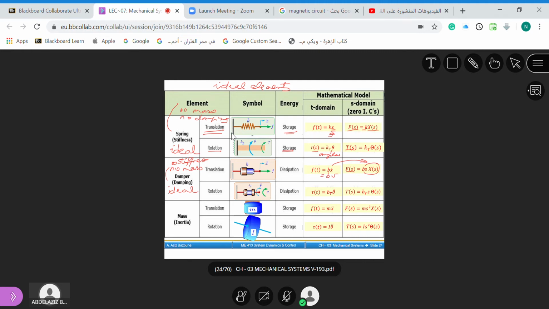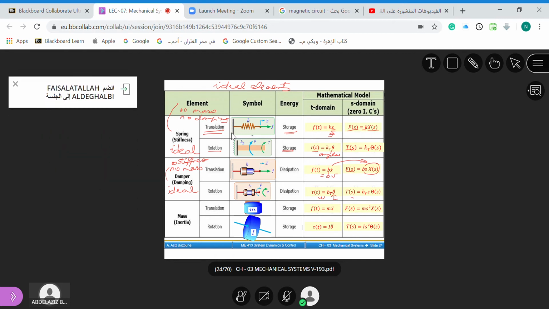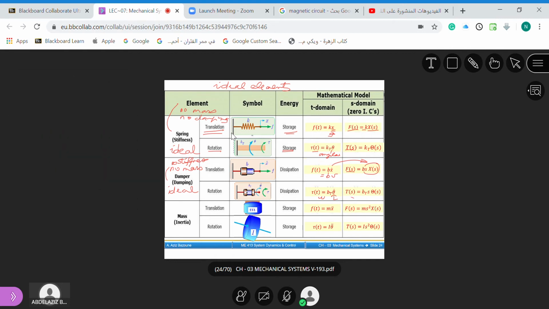Similarly, for rotation, we have torque tau will be Bt times theta dot. This is the angular velocity, or omega. Sometimes they call it omega, sometimes you find it theta dot. So T(s) in this case will be Bt times s theta(s). It is dissipating energy in terms of heat.